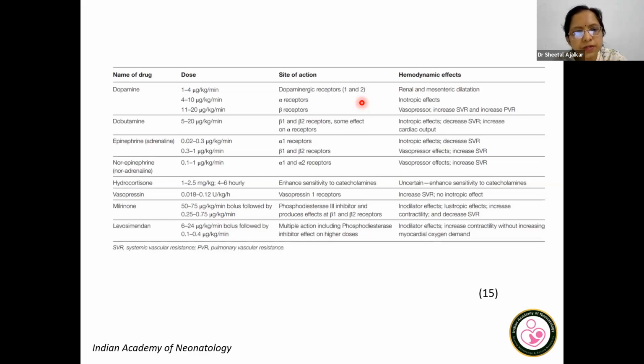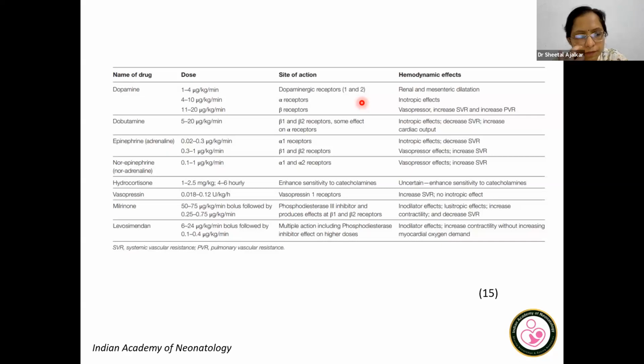So norepinephrine, the dose again is 0.1 to 1 microgram per kg per minute. It acts on the alpha 1 and alpha 2. It has vasopressor effects, and it increases the systemic vascular resistance. So it has a role in vasodilatory shock when it is not responding to the other inotropes.